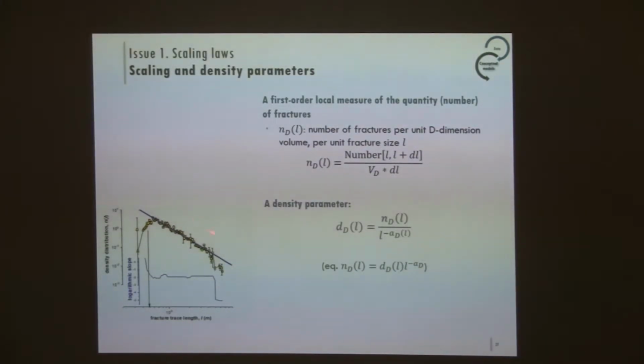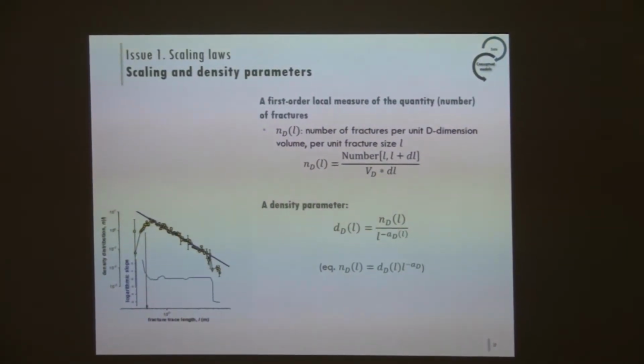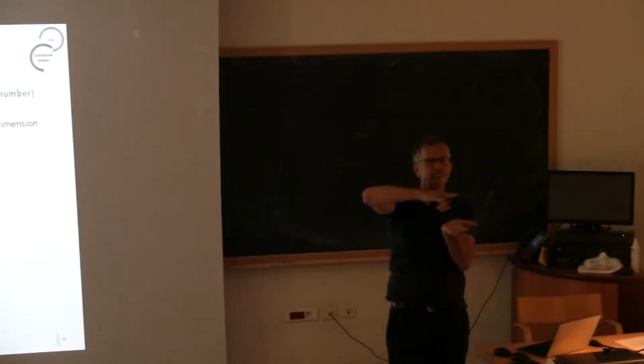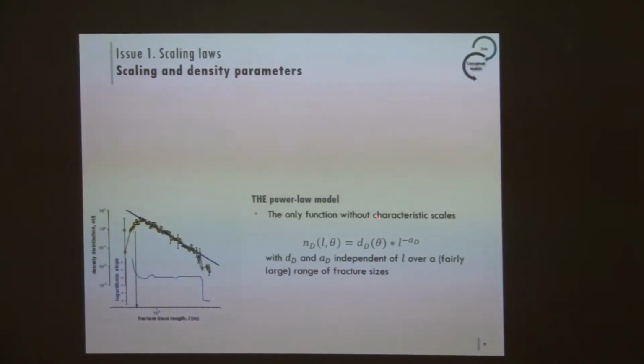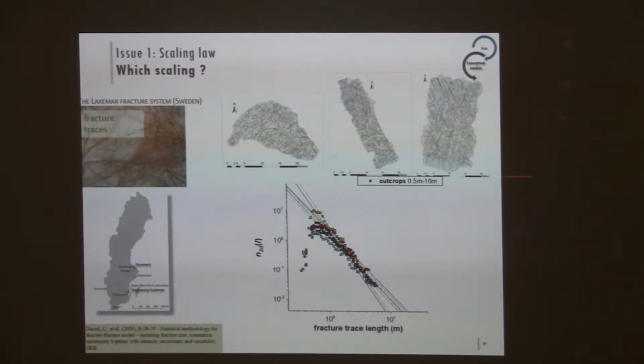And then you have the density parameter. Density is the other parameter which is helpful to define a distribution. So if you have a density distribution like that in a log-log plot, the slope is the scale parameter, and the position of the curve, in altitude, I would say, is the density parameter. If you have a Poissonian model, it means that the density and the scale parameter are independent of the size. This is the definition of the Poissonian. So, let's start. So again, this is from Sweden.